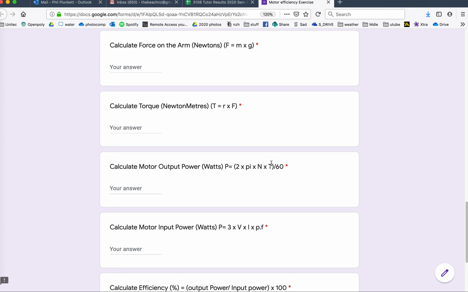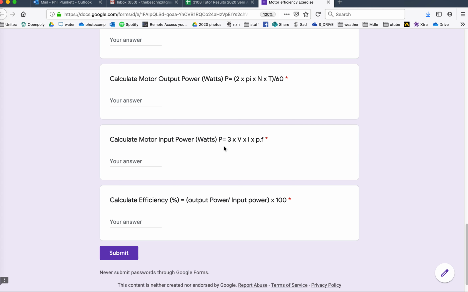Then we can put our torque in here, times the RPM times 2 pi. 2 pi is fixed, and we divide it by 60 because it's RPM. 60 minutes an hour, 60 seconds in a minute. So we divide it by 60. That will give us our output power. And you can put your answer in there.